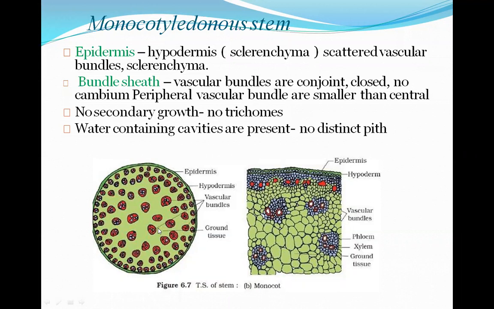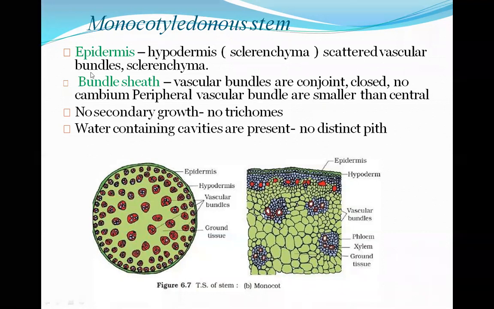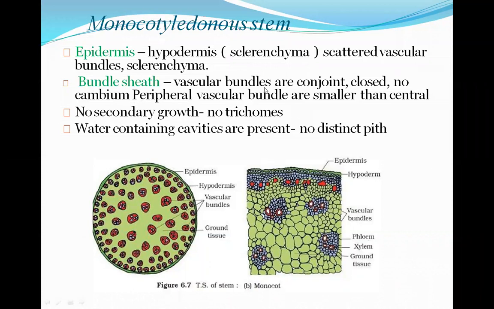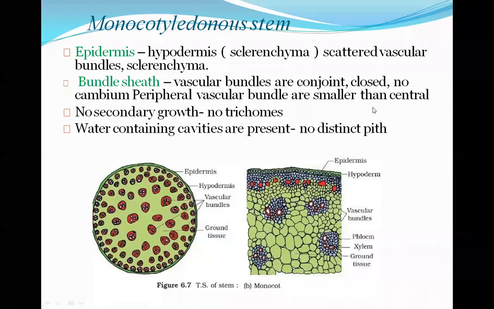Then there is presence of the bundle sheath, right? You can see that there is presence of bundle sheath, that is, the vascular bundles are conjoint closed, and no cambium. Peripheral vascular bundles are smaller than the central ones. This bundle sheath is showing that the vascular bundles are conjoint closed, right? That means there will be the absence of the cambium ring. So no cambium is present, and for this reason no secondary growth is observed. The peripheral vascular bundles are smaller than the central ones.